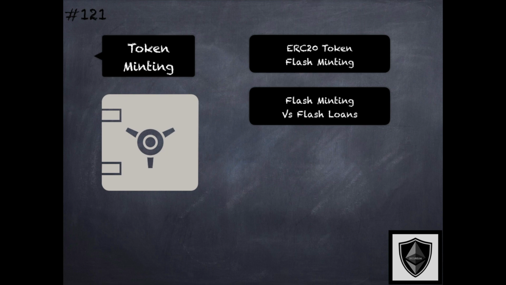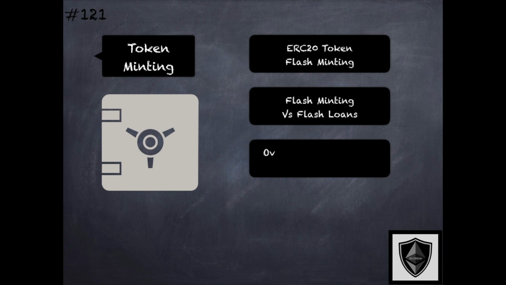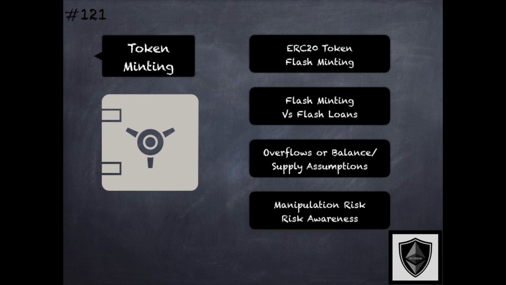And similar to flash loans, if smart contracts that are working with such ERC20 tokens make assumptions about the balances of those tokens that are available for a user, then they could lead to overflows or other serious security vulnerabilities. And these again can be manipulated, and is a risk that needs to be kept aware of when dealing with external ERC20 tokens.